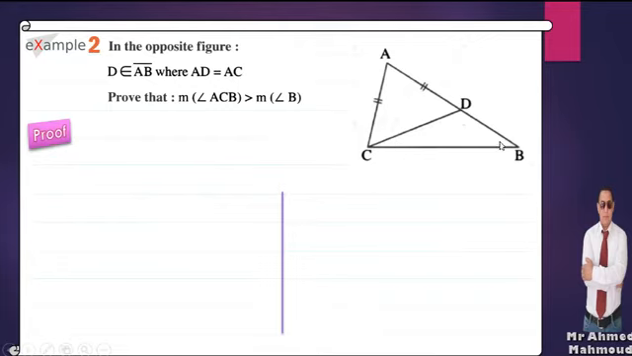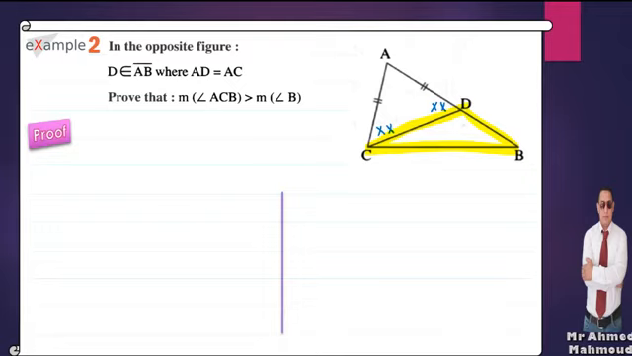It's very easy here. Because triangle ADC is an isosceles triangle, then angle D is equal to angle C, as we see. Okay, now we have here triangle DCB, as you see. I will highlight it to be clear. Triangle DBC, as we see. In this triangle, angle D is an exterior angle. Then angle D is greater than angle B.